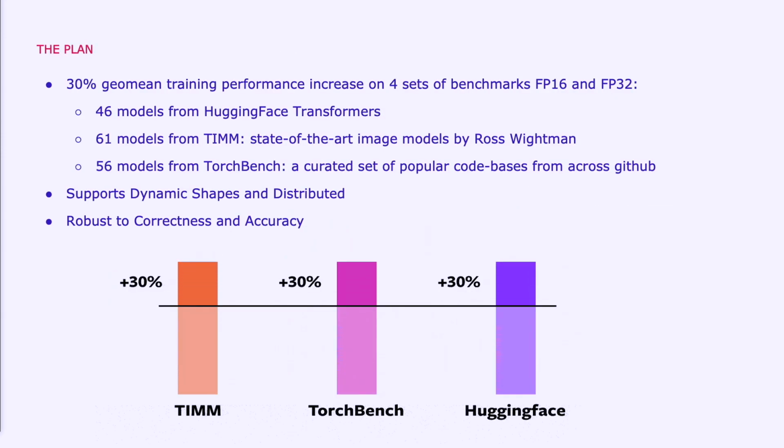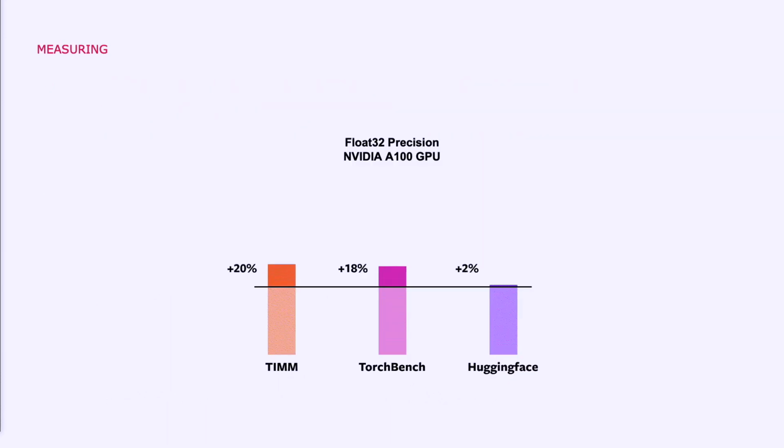Let me come back to this slide. This was the plan to deliver 30% performance across multiple precisions: AMP precision, which is float 16 and generally gives higher speedups, and float 32, which PyTorch is already doing a reasonably good job on, so you're not going to expect as much more. We took these sets of 161 or 163 models and figured out how to get these speedups. So, where we are today.